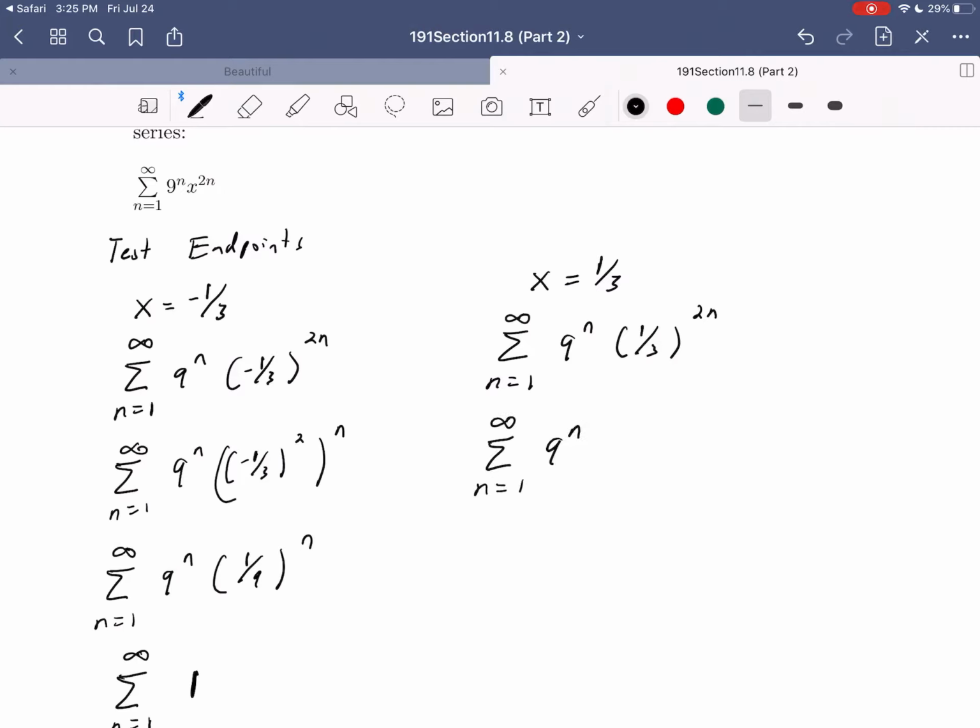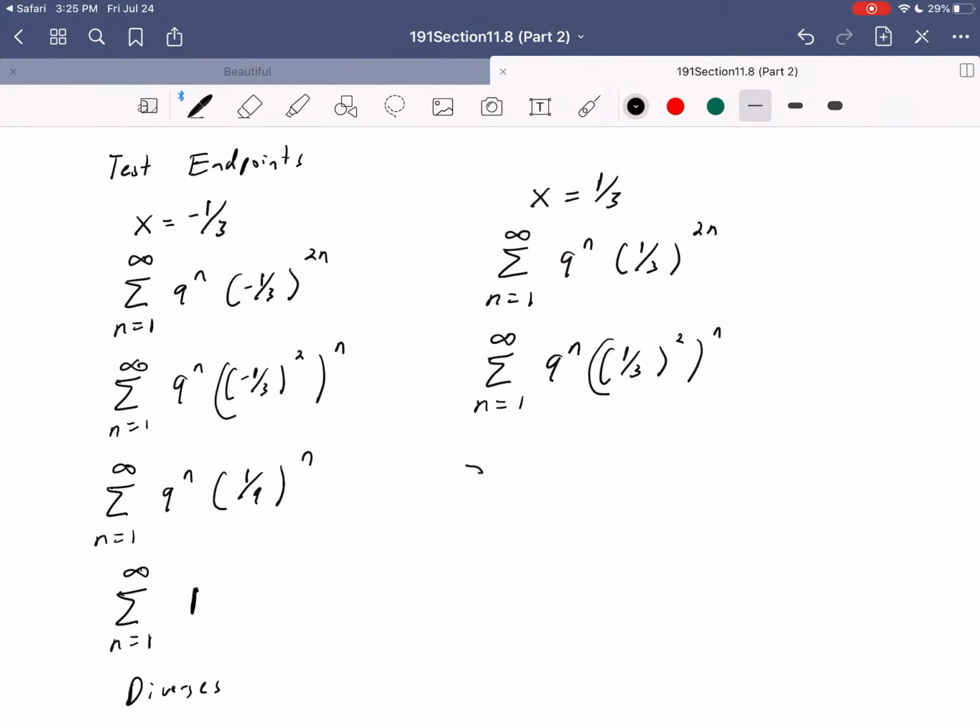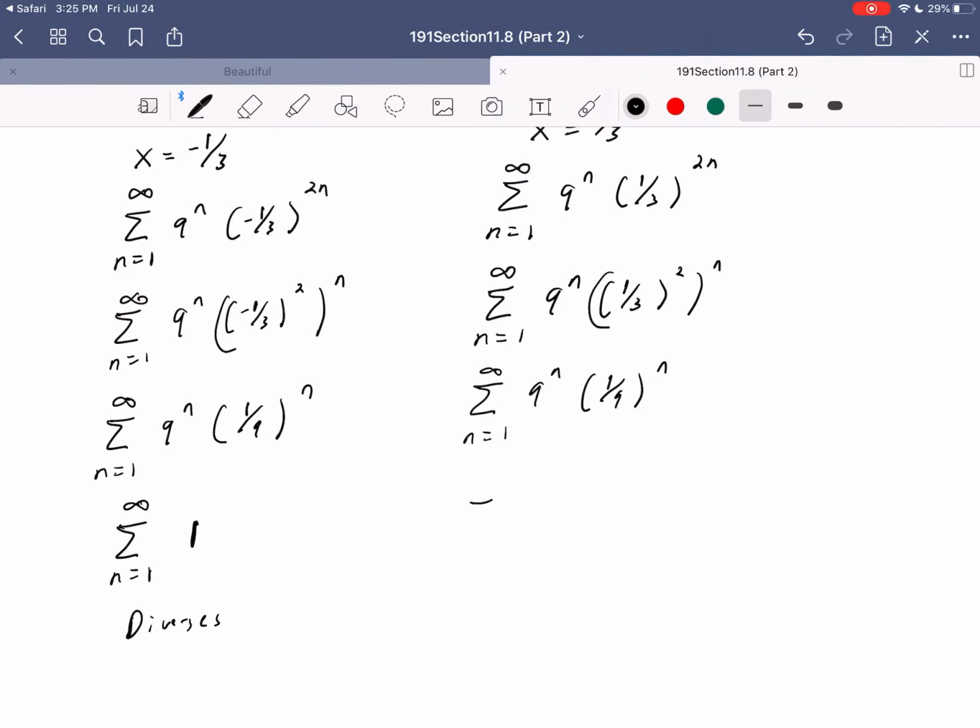So we get 9 to the n, (1/3) squared, and then all to the n. So then that's the sum from n equals 1 to infinity of 9 to the n, 1/9 to the n. This time, again, same thing: the sum from n equals 1 to infinity of 1 also diverges.